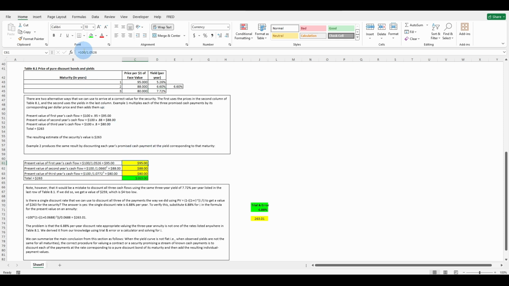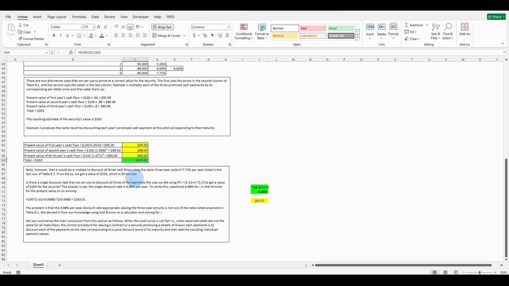Example 2 produces the same result by discounting each year's promised cash flow. So what we did is we took 100 divided by 1.0526 to come up with this number. Here we took 100 divided by 1.0662 to the second, and then we took 100 divided by 1.0772 to the third year, and we summed them up. Note, however, that it would be a mistake to discount all three cash flows using the same 3-year yield of 7.72% per year listed in the last row of table 8.1. If we did so, we get a value of $259, which is $4 too low.